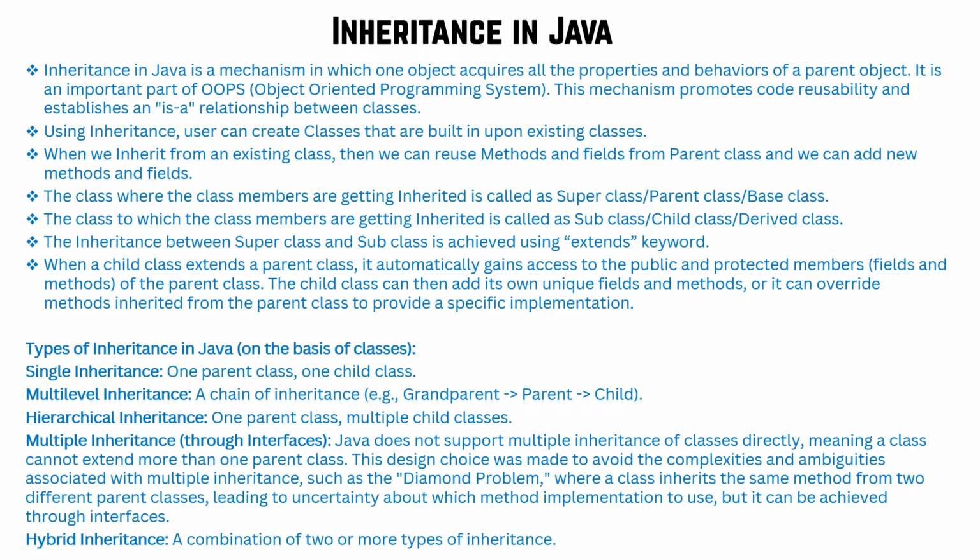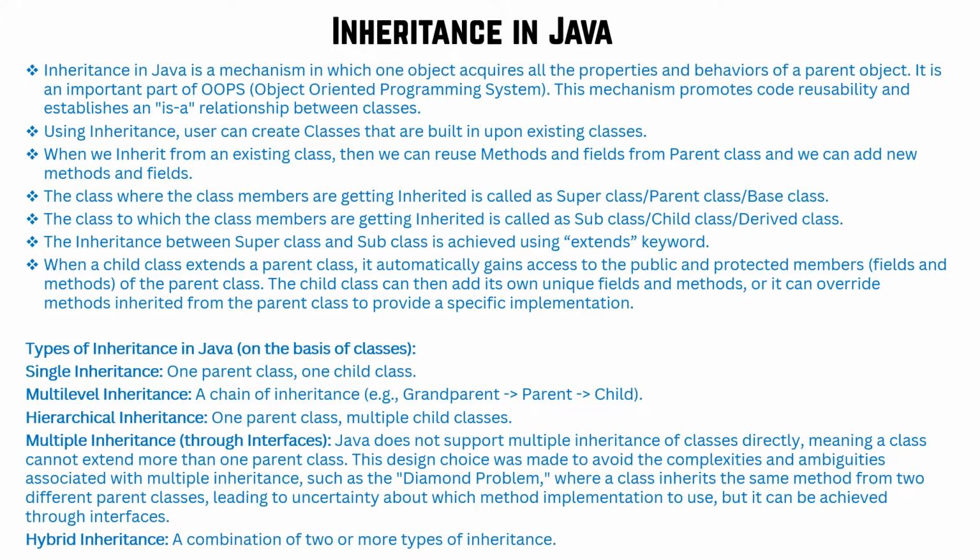Inheritance in Java is a mechanism in which one object acquires all the properties and behavior of a parent object. It is an important part of OOPs, the object-oriented programming system or structure. This mechanism promotes code reusability and establishes an is-a relationship between the classes. Using inheritance, a user can create classes on top of existing classes, or create new classes and then establish the inheritance mechanism between two or multiple classes as well.